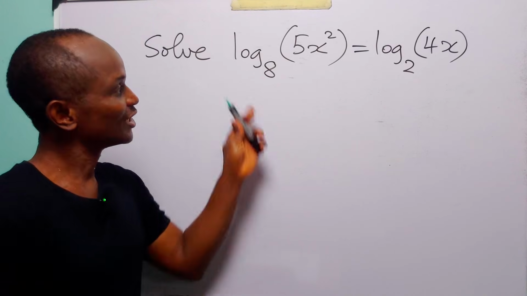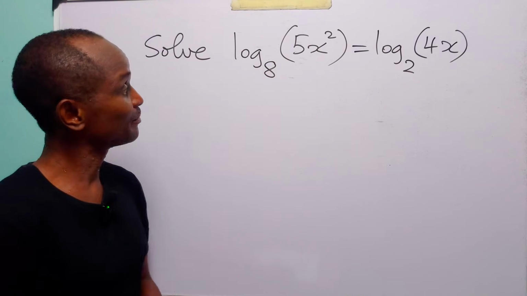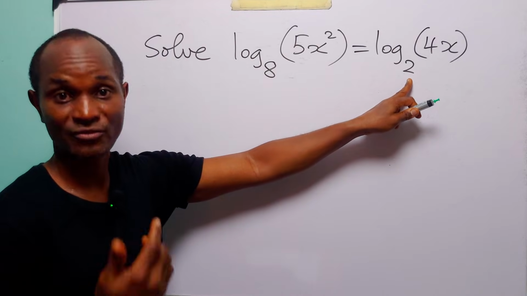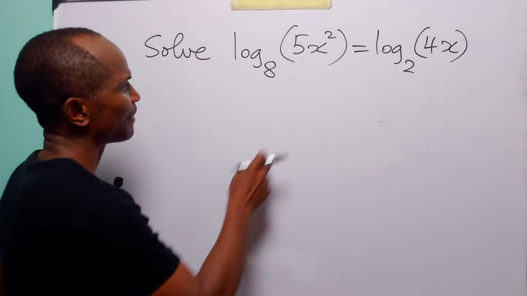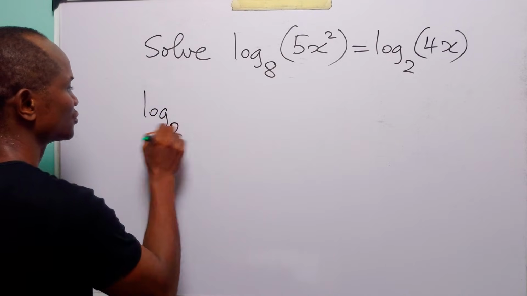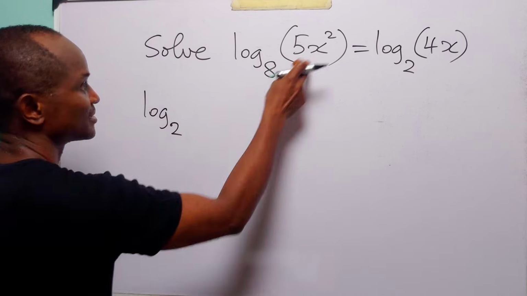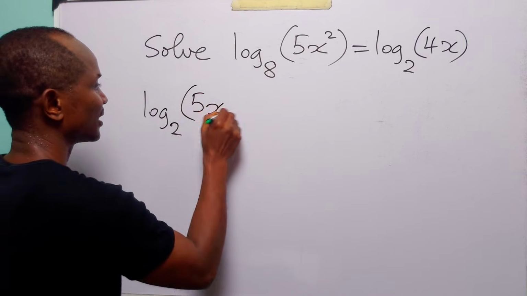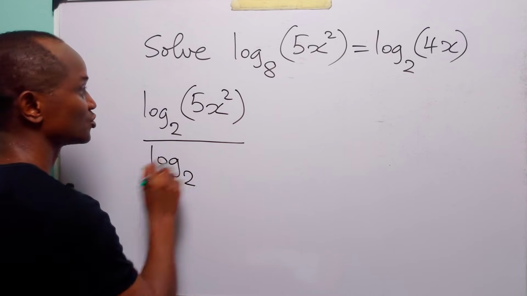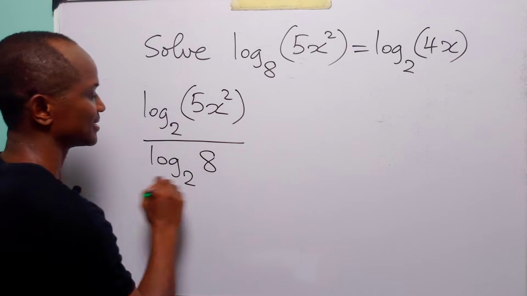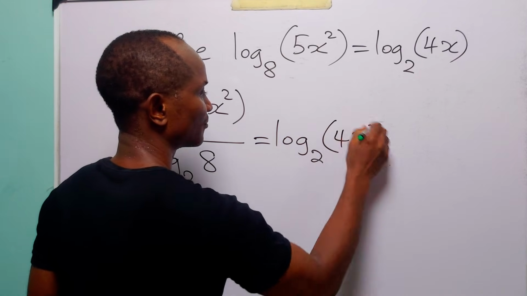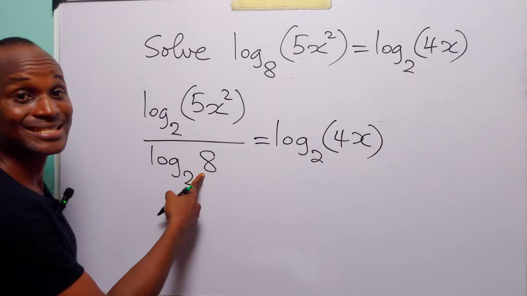Hello and welcome. To solve this logarithmic equation, let us start by changing the base of this logarithm from base 8 to base 2 to match what we have on the right hand side. Now, when we apply the change of base formula for logarithms to this left hand side, we have log to base 2, remember, 2 is the new base, of 5x squared divided by log to base 2 of the old base, which is 8, is equal to log to base 2 of 4x.